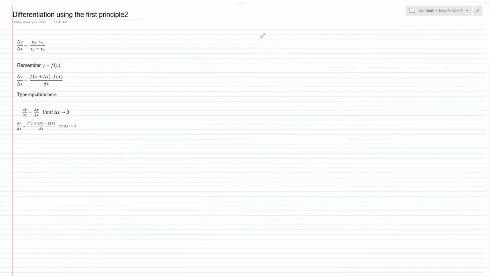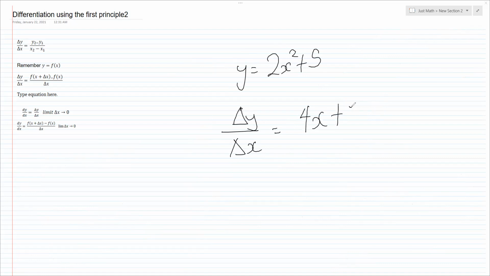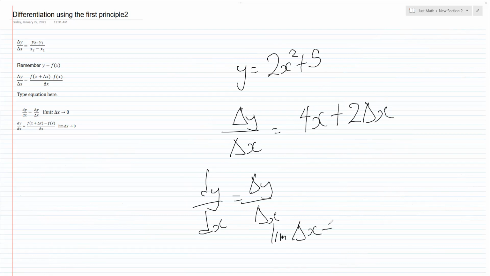So assuming we have y equals 2x squared plus 5, delta y over delta x will be 4x plus 2 delta x, and then dy dx, which is equal to delta y over delta x, limit as delta x gets to 0, will be 4x. All right, so that's just it.